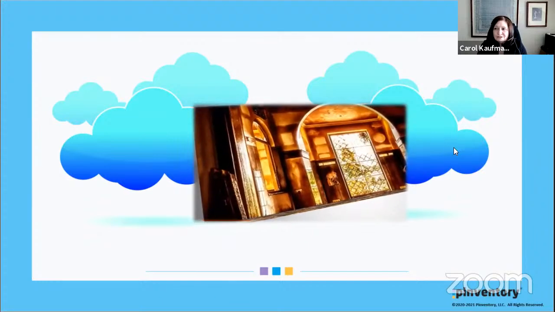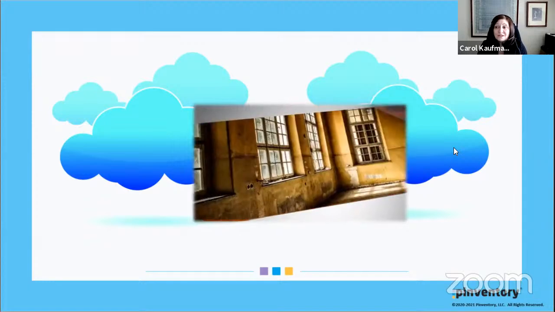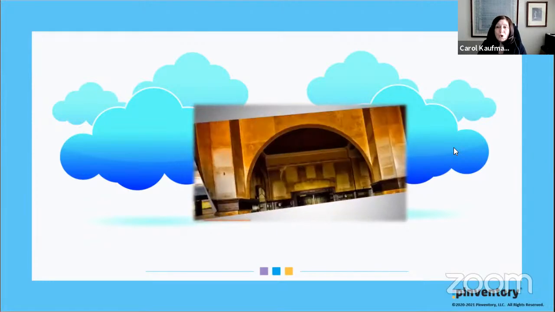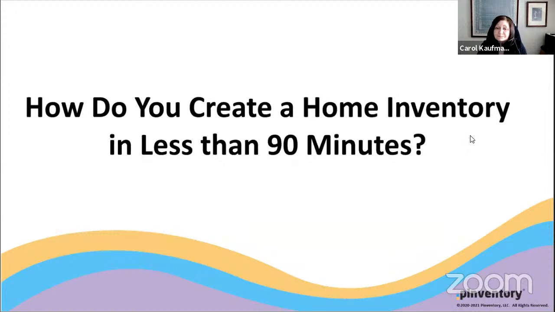But if you ever need that information, you're going to have hundreds or thousands of photos that you've taken, that you may have stored in the cloud, that you'll need to scroll through to find the ones you want. And you'll still have to organize them and get the information on them to be able to use it. And that alone would take hours. So we're going to talk about creating a home inventory in less than 90 minutes. We're going to start right now.